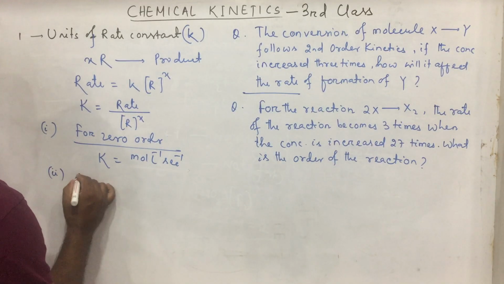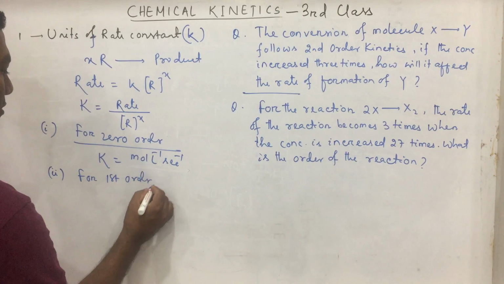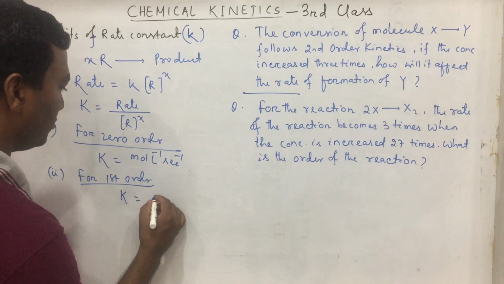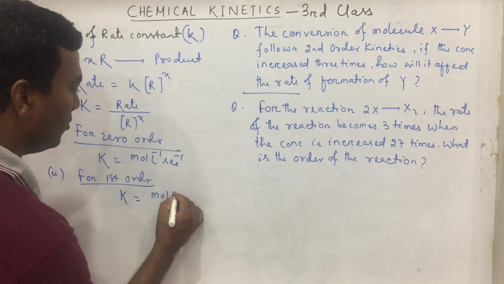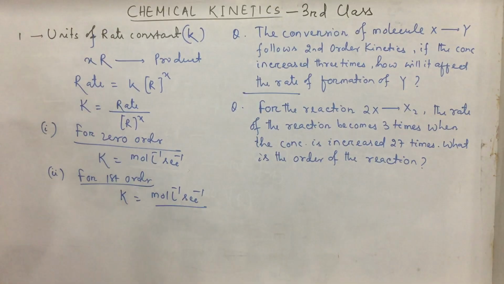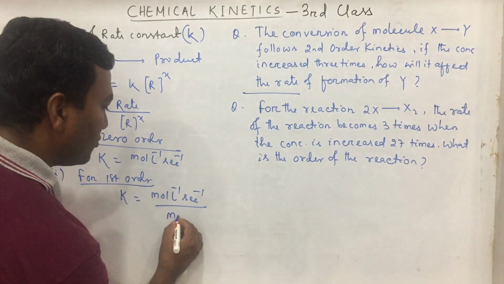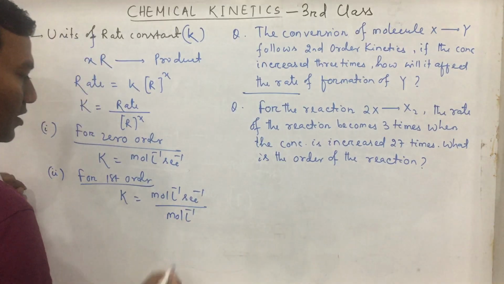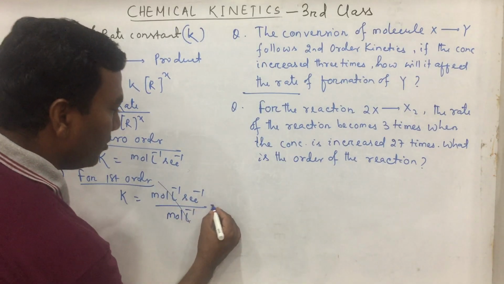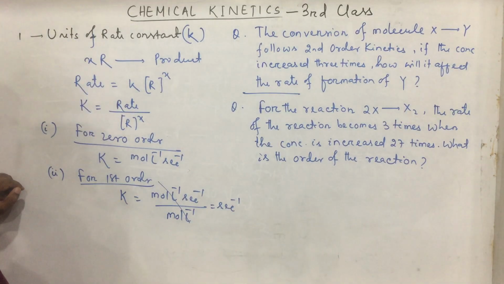Similarly, for first order, we can write k equals rate, mole liter inverse second inverse, divided by R to the power 1. R is concentration. So concentration is mole liter inverse. Mole liter inverse, mole liter inverse, this part will cancel. So it will come second inverse. Clear?